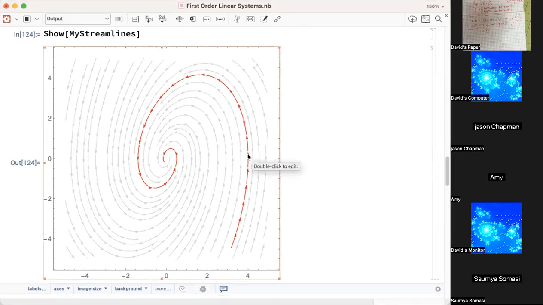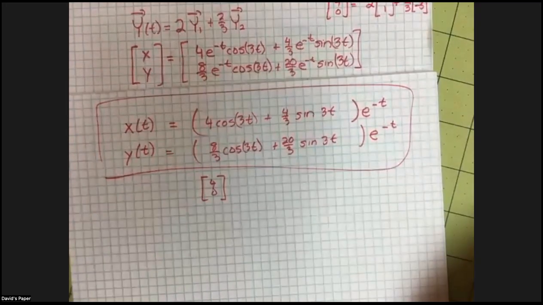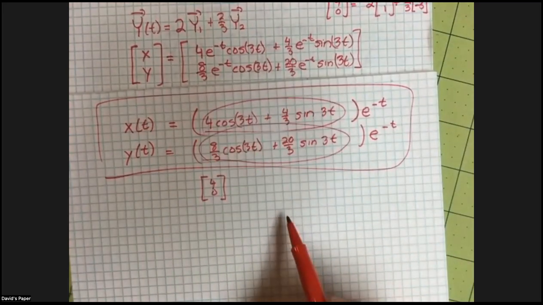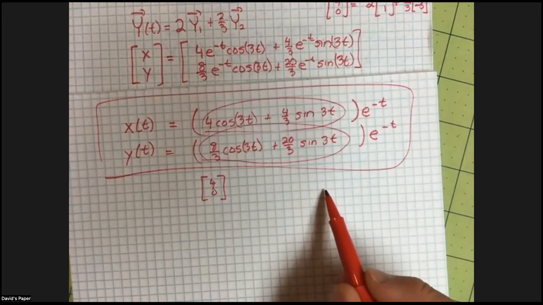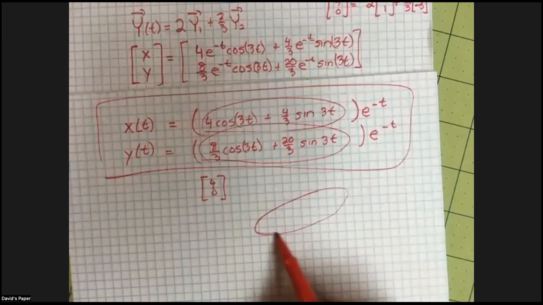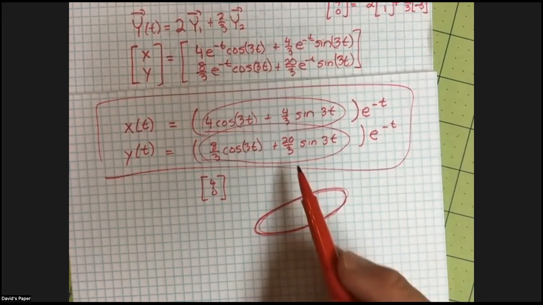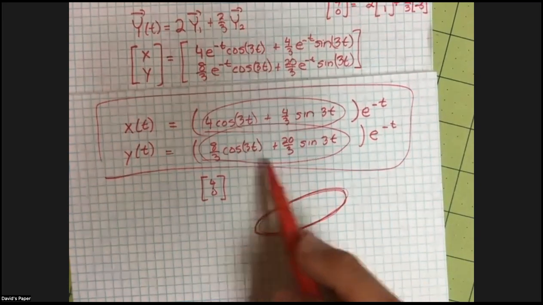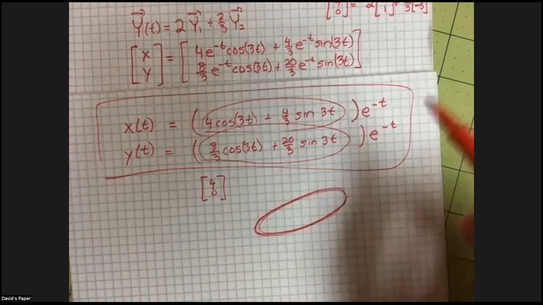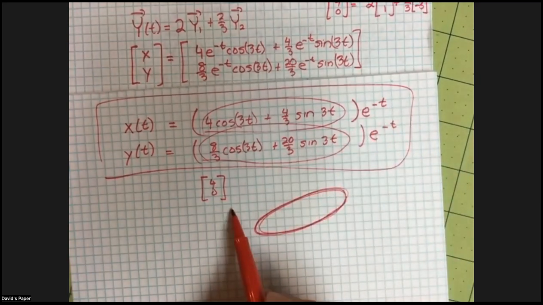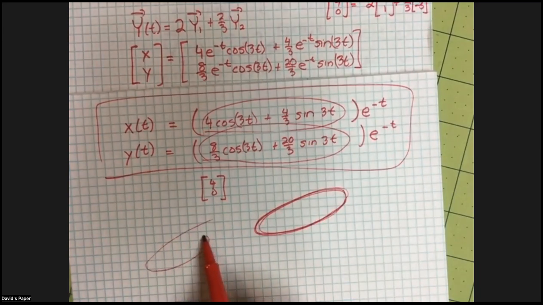Now, why do I get a spiral? And notice it's a decaying spiral. Go back to the paper for a second and let's see why I get a decaying spiral. This sine and cosine work right here is the sine and cosine of some ellipse. And you could do this with parametric equations, trigonometry. You can actually graph this and see the ellipse. But what does the e minus t do to my ellipse? It says you're on an ellipse, but you're decaying in magnitude as you go along.